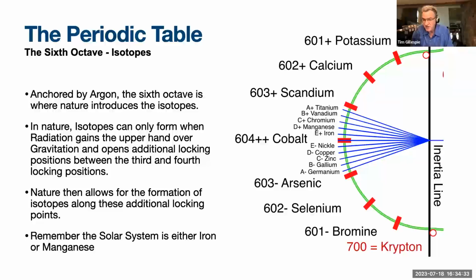So every time that we cross the inertial plane and then start the next wave, it is bigger by 1.618, and that is no coincidence. So in the 6th octave, we begin to see a particularly special effect that comes into being with radiation getting the upper hand in this battle with gravitation for control of the elements. When you hit the 603 plus position, 5 additional locking sites open up between the 3rd and 4th or wave amplitude positions. And these allow in nature for naturally occurring isotopes. This is the first place they have occurred.